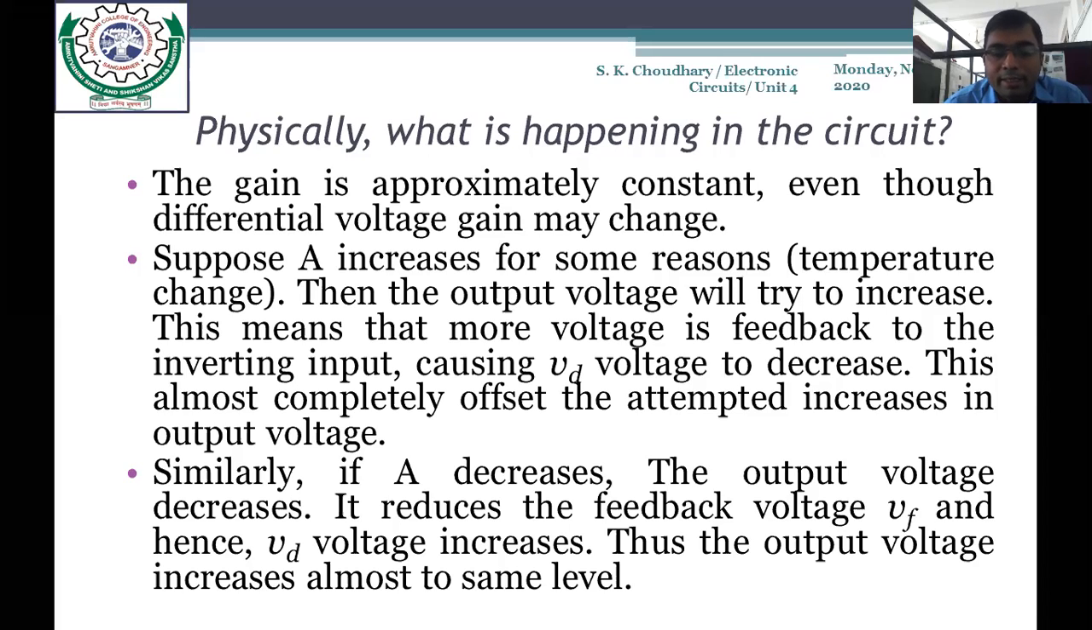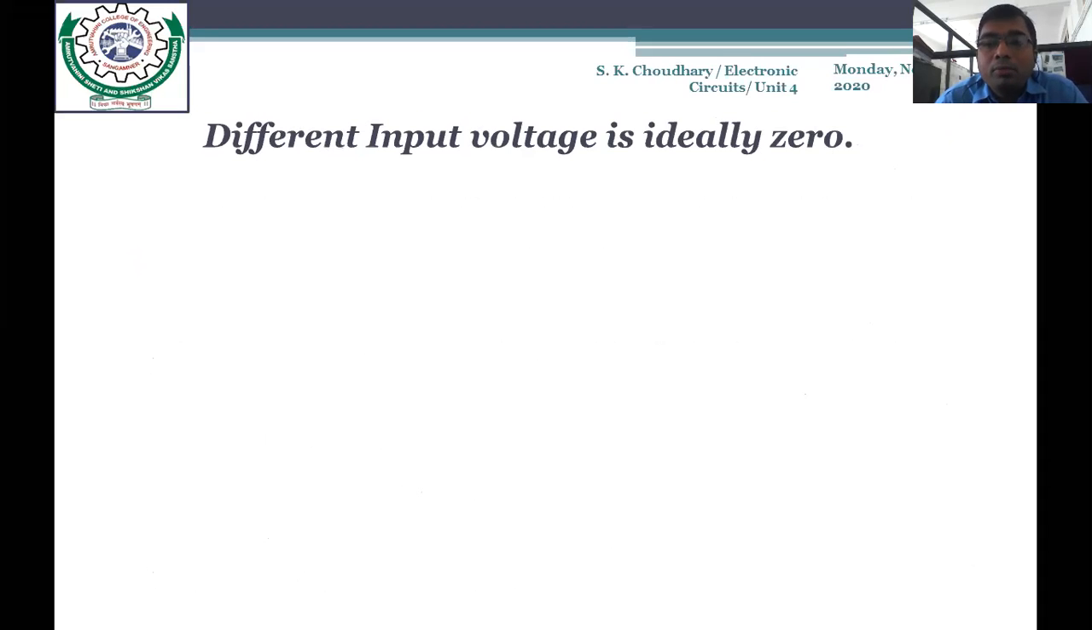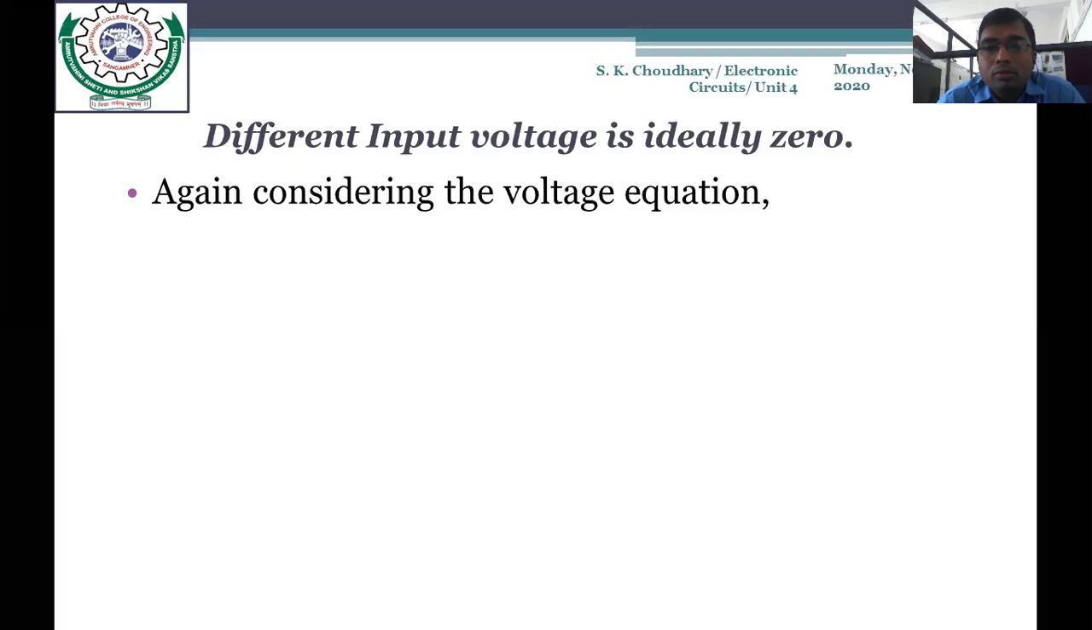So in both cases, whether you increase the open loop gain or decrease the open loop gain, the overall gain of the closed loop amplifier would be stabilized. So this is one of the most important benefits of negative feedback. Okay. Now we have to elaborate the same case using the differential input voltage as ideally 0.